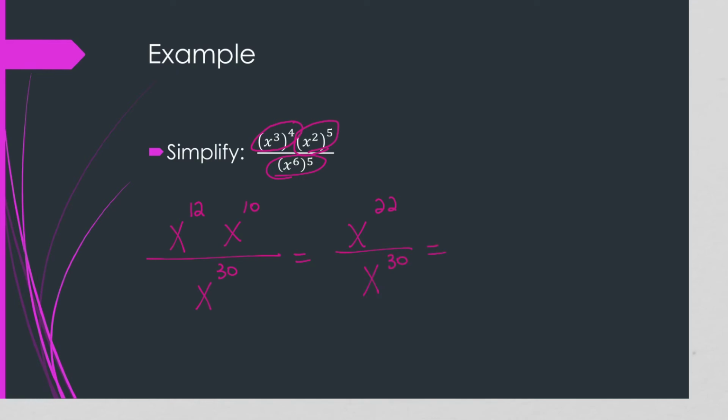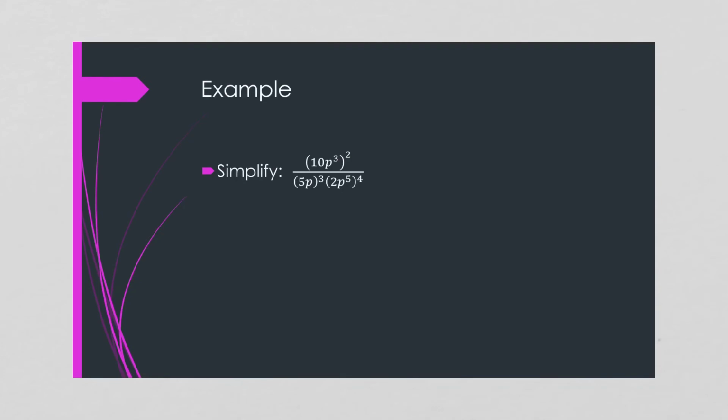Now, we can simplify that even further. We have more x's in the denominator. So you would have 1 over x to the 30 minus 22, which is 8. And this is as good as this thing gets. It definitely went from looking like a hot mess to something that was much nicer and cleaner looking. All right, I know sometimes these things can look a little intimidating, but just do it piece by piece.